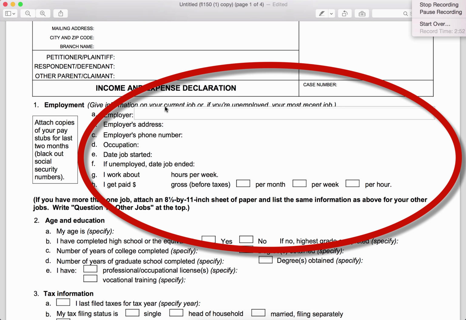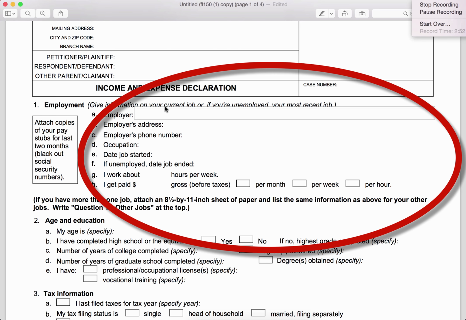In Item 1, you provide information about where you work, including the name and contact information for your employer. You will also let the court know when you started your job and about how much you work and earn each week. You should put in the amount you earn before taxes and indicate whether that's the amount you earn per hour, per week, or per month.